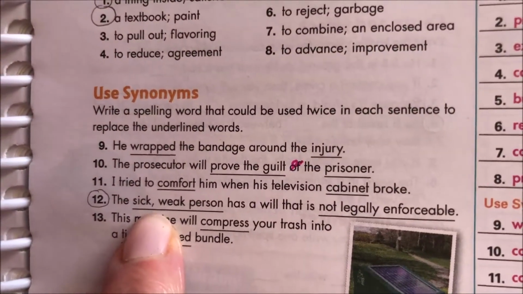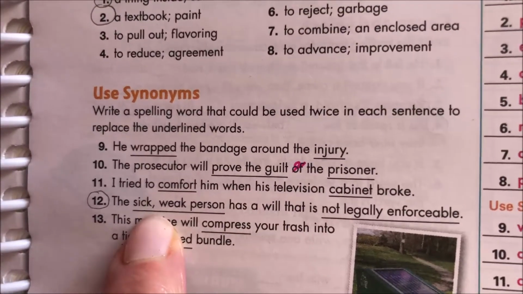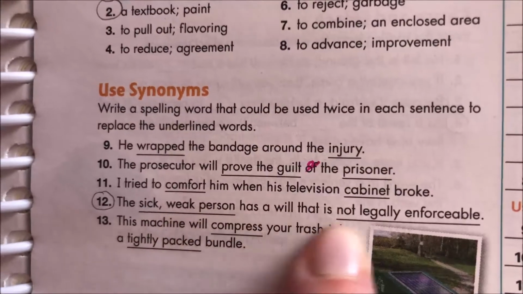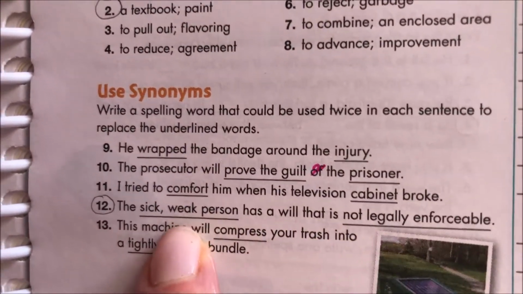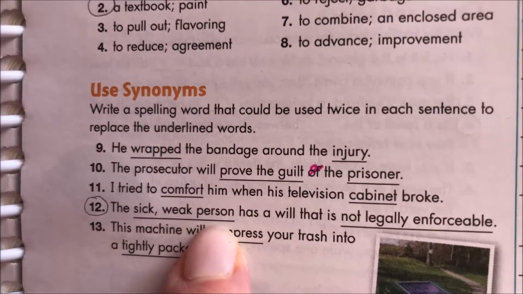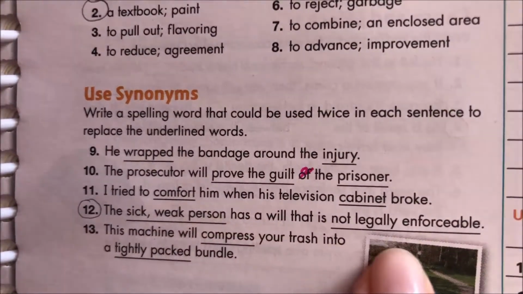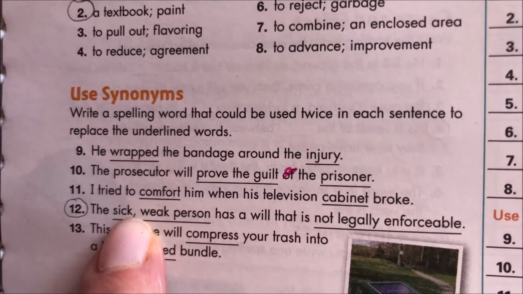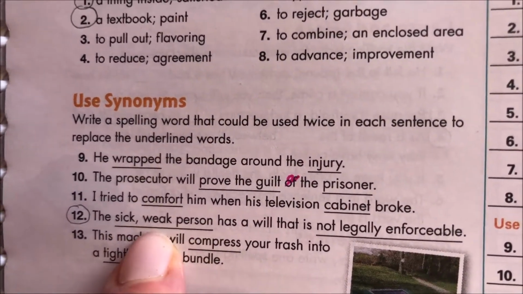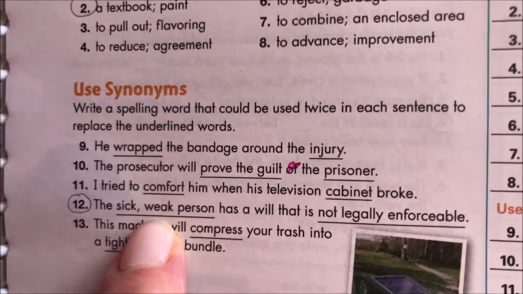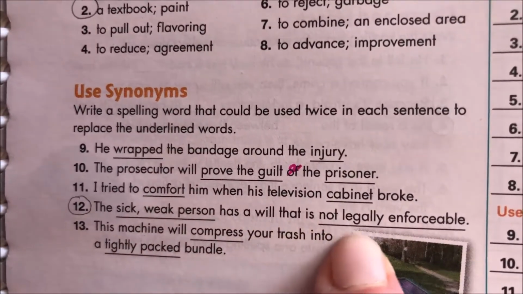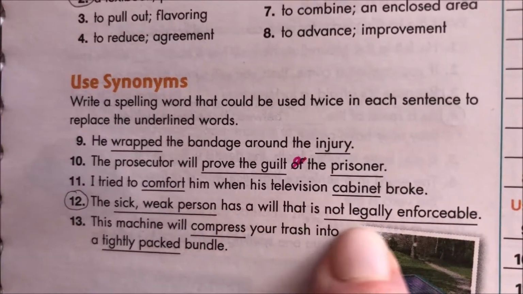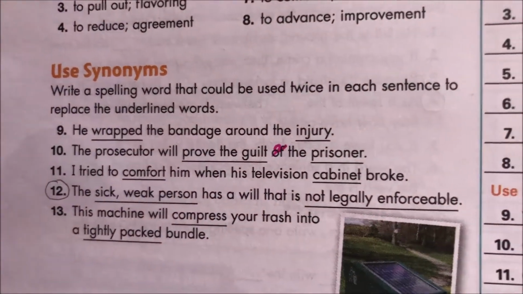And then I'm going to go down to number 12. Write a spelling word that could be used twice in each sentence to replace the underlined words. Same thing, really. We're looking at 2 different definitions. I'm going to do number 12. The sick, weak person has a will that is not legally enforceable. So we have a sick, weak person would be an invalid, and something that is not legally enforceable would be invalid. So that's the same word, just pronounced differently.